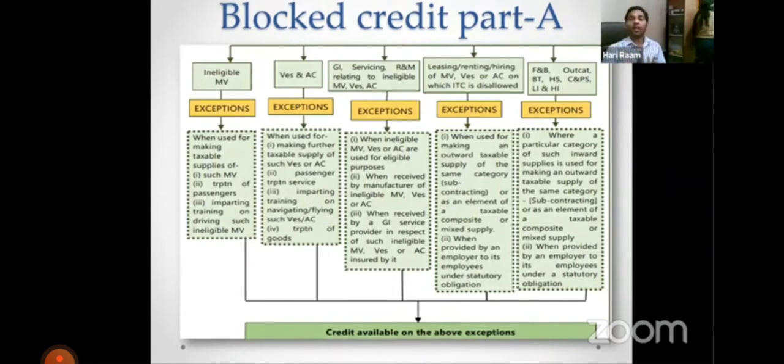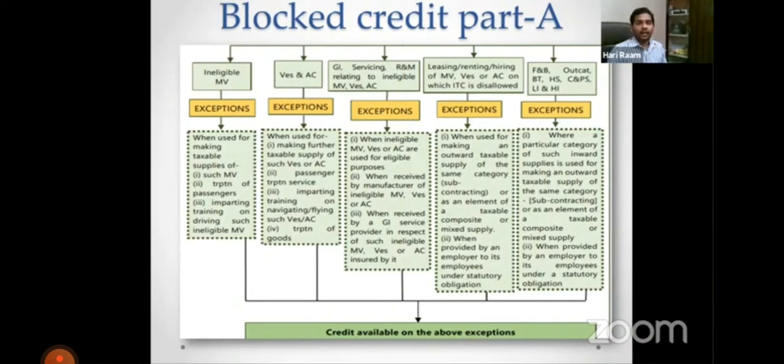And subcontracting, this too will be repeated for every blocked credit. Subcontracting is nothing but I purchased and leased for someone else. Beauty treatment, health service, if I just subcontract to someone else, it will be blocked. So credit will be available for the above exceptions.